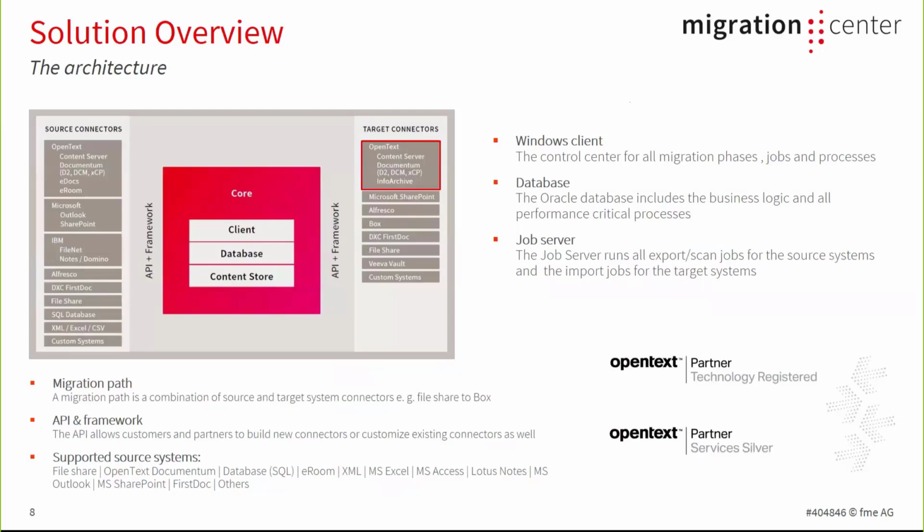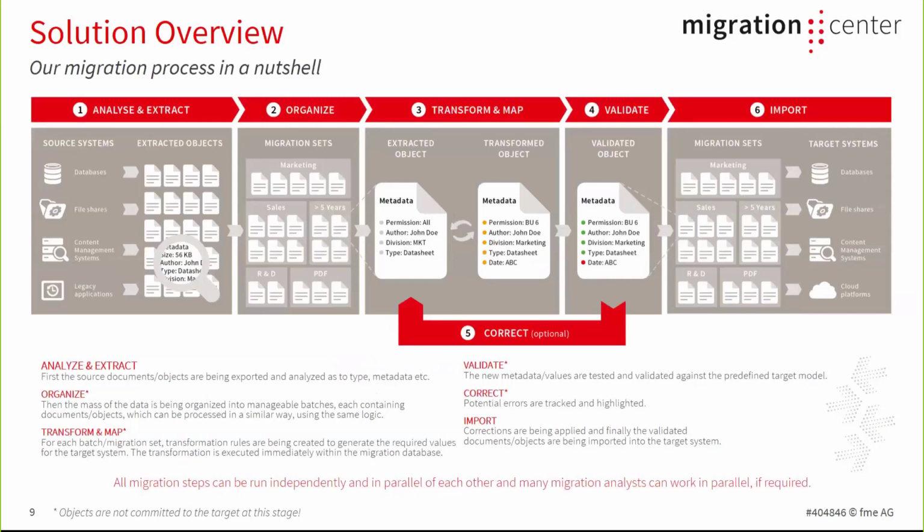We also have an API and framework around the core of the product. This allows us and our partners, but also our customers, to build your own custom connectors. Whenever something is missing on our list of out-of-the-box connectors, our partner or yourself are able to build your own connectors and simply plug and play those new connectors into our migration platform, and leverage, of course, all the existing connectors in combination.